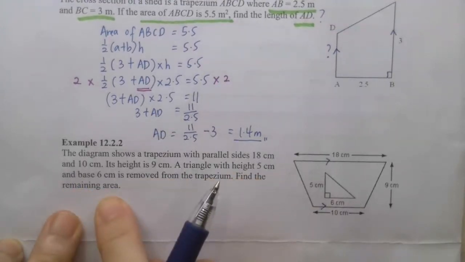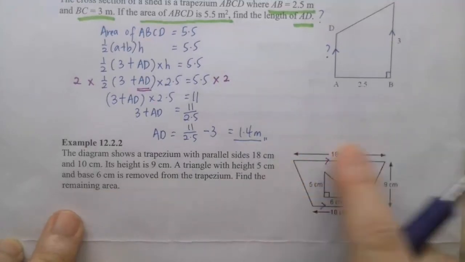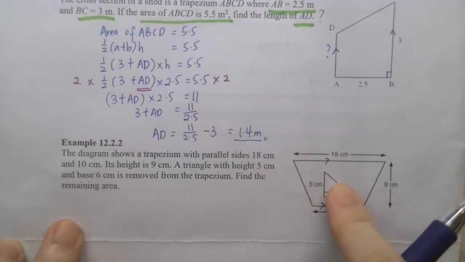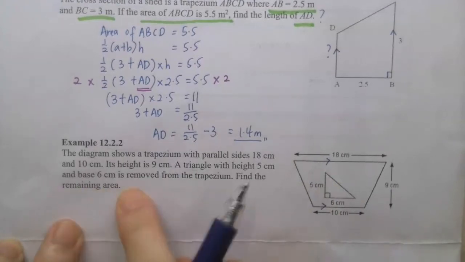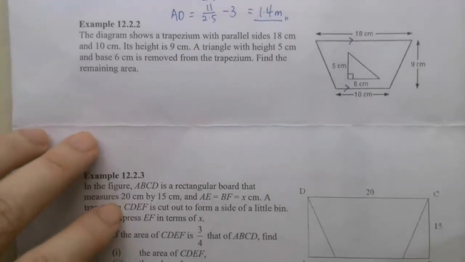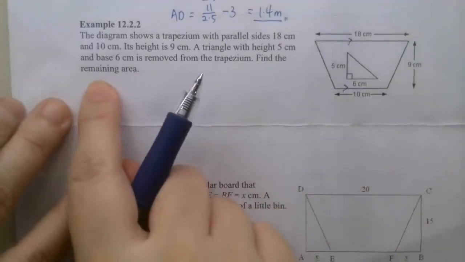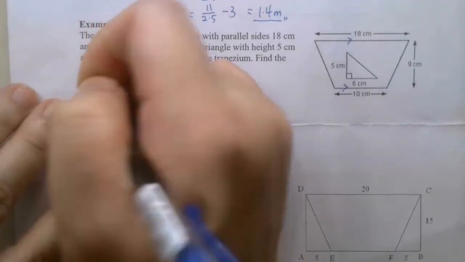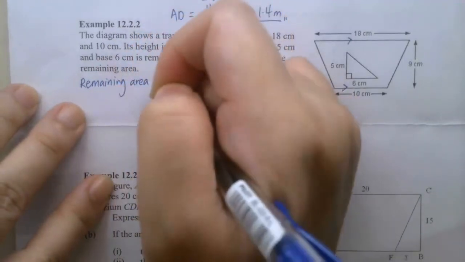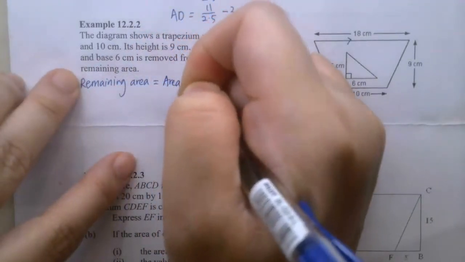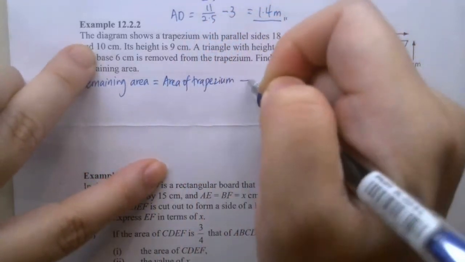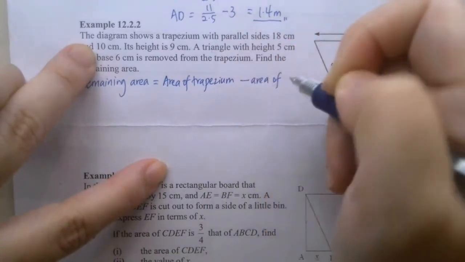Find the remaining area. So this question is quite straightforward. What you need to do is just to take the area of the trapezium minus the area of the triangle, and you'll get the remaining area. So let's present our answers properly. The question is asking for the remaining area, so I'm going to write my statement down. Remaining area is equal to the area of the trapezium minus the area of the triangle.